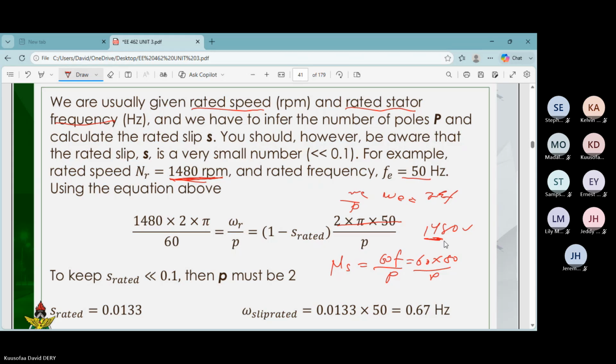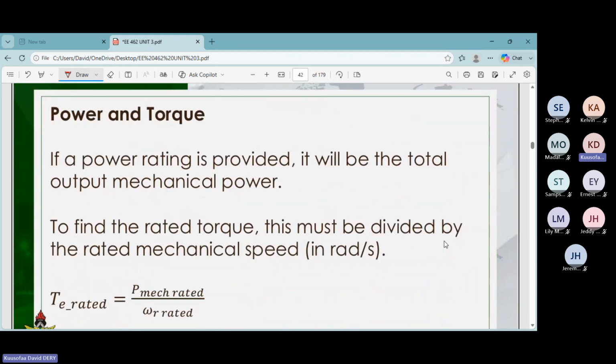Okay. All right. Now we look at the power and then the torque. If a power rating is provided, it will be the total output mechanical power. So let's take note, the power rating that is given is the total output mechanical power. And this is three-phase. So you should be able to convert this to a single phase.